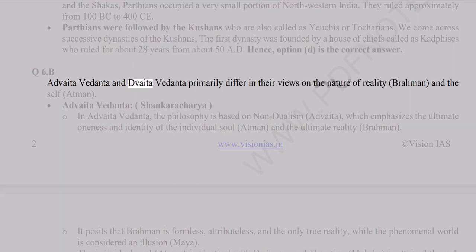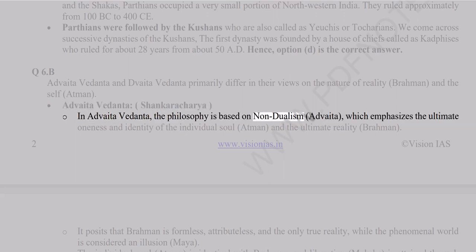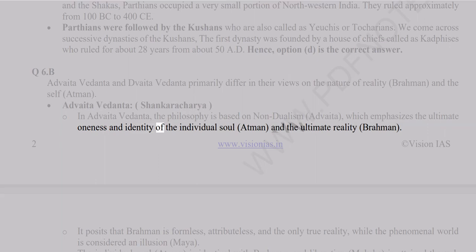Q6.B. Advaita Vedanta and Dvaita Vedanta primarily differ in their views on the nature of reality, Brahman, and the self, Atman. Advaita Vedanta, Shankaracharya. In Advaita Vedanta, the philosophy is based on non-dualism, Advaita, which emphasizes the ultimate oneness and identity of the individual soul, Atman, and the ultimate reality, Brahman.